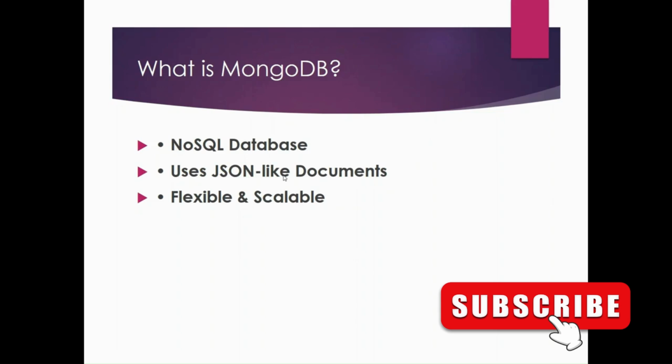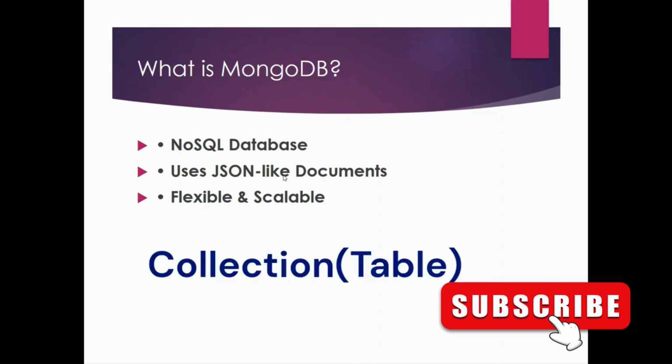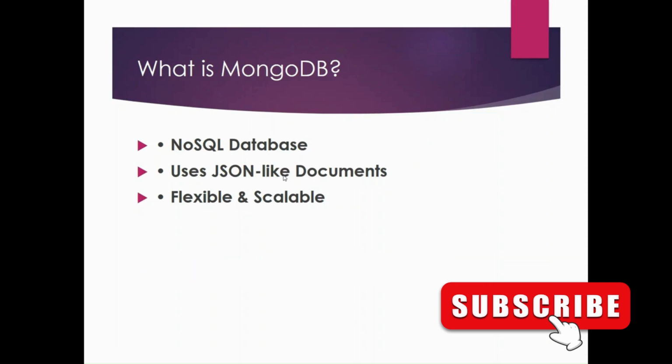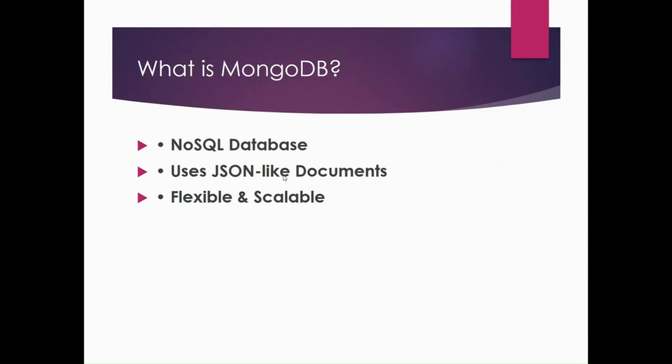For example, in SQL we have a table with rows and columns. But in MongoDB we have collections. A collection is nothing but a table here, and inside it we store documents, which means we store data that is like rows, but in JSON format. Okay, so let's now install MongoDB on your system, and we'll see the next steps after that.